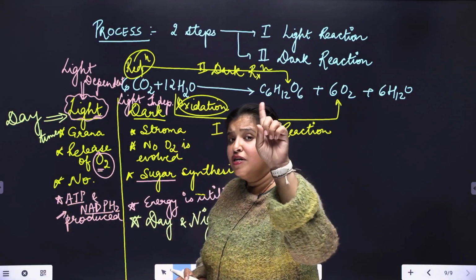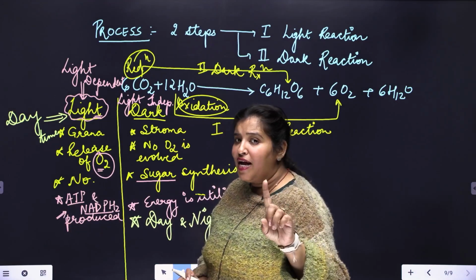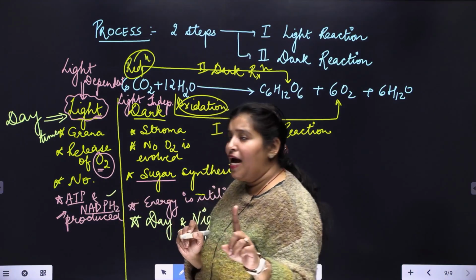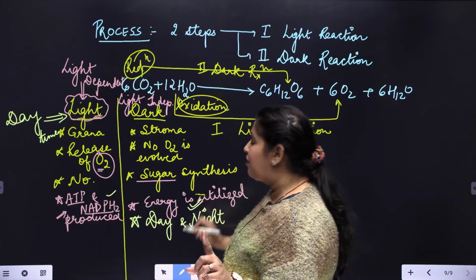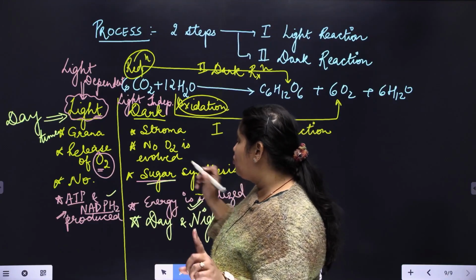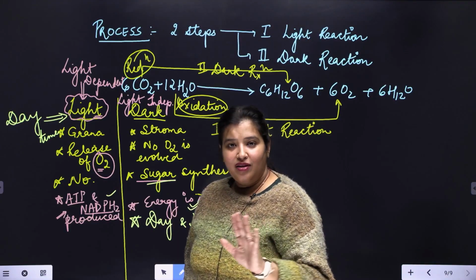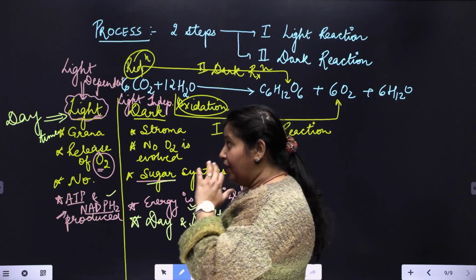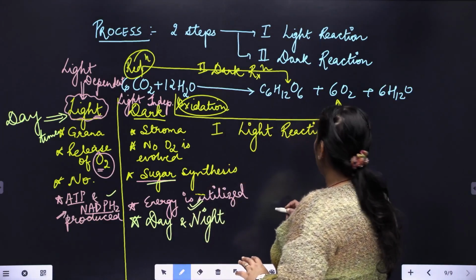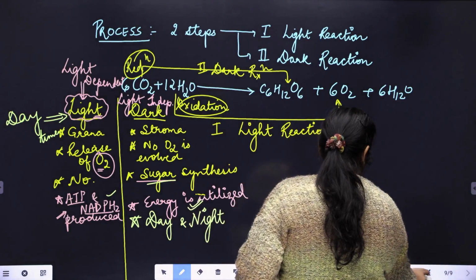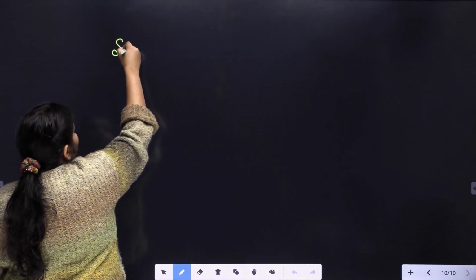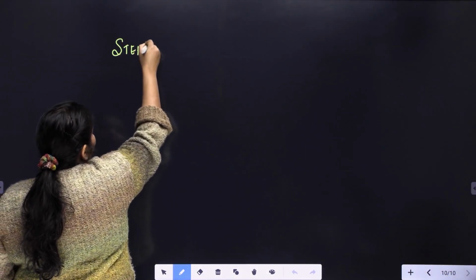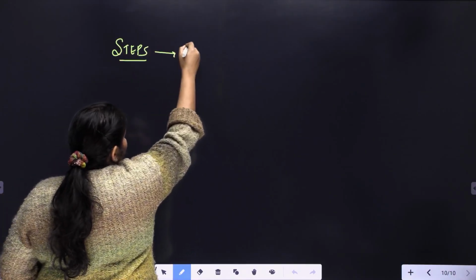Please remember, the first one that will happen is the light reaction producing ATP and NADPH2, which will then be utilized in the dark reaction for synthesis of sugar. Clear here? All right. Now let us quickly move to the steps of photosynthesis. What are the steps as per the NCERT that you have to write? You have to write 3 steps.